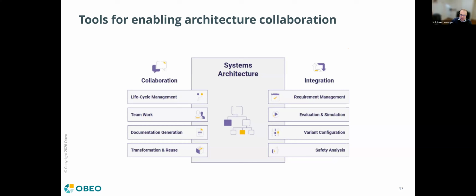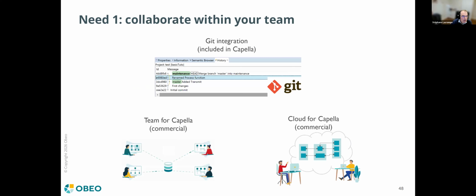So there is a set of extensions and add-ons to Capella that are very commonly used by the users of Capella to address a certain number of aspects and features that are needed by a system architecture tool. The first need is to be able to collaborate on the model within your team. And for that, there are different ways to do it. First of all, there is a very strong support with Git integration within Capella. So most of our users, they would generally use Git to work with Capella.